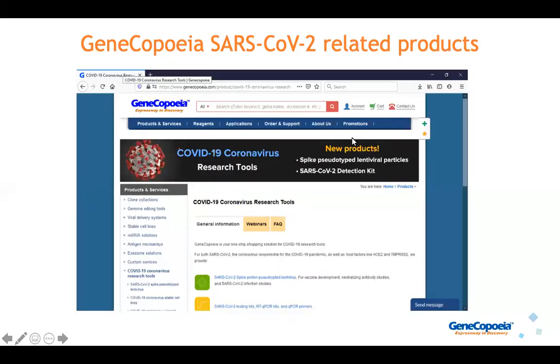Okay, so we have a web page on our website dedicated to COVID-19 research tools. This is part of what it looks like, at least the top half of the page, and it has different product categories. And so you can access some useful information as far as the general categories, as well as links to webinars such as this one, as well as FAQs.